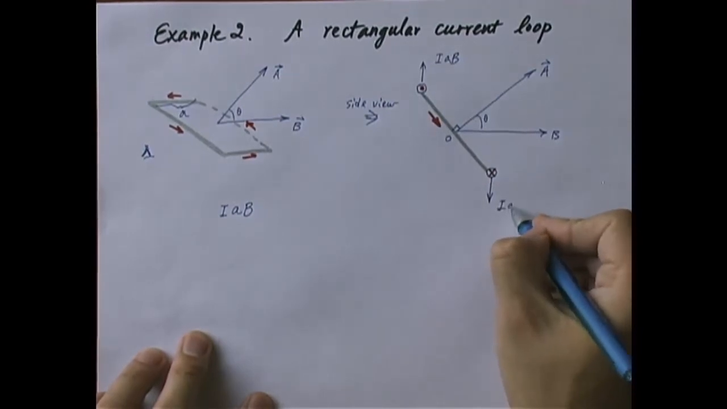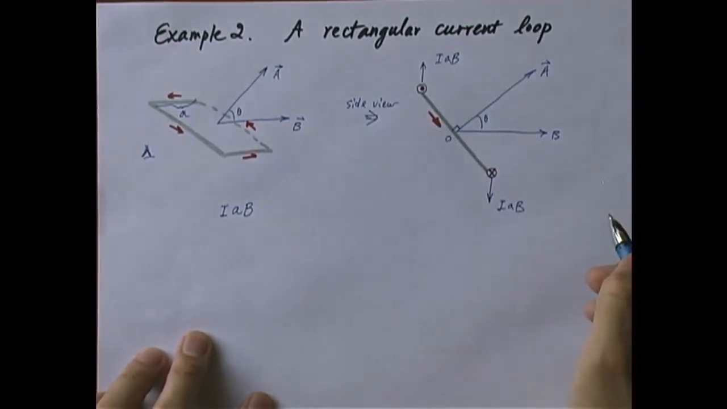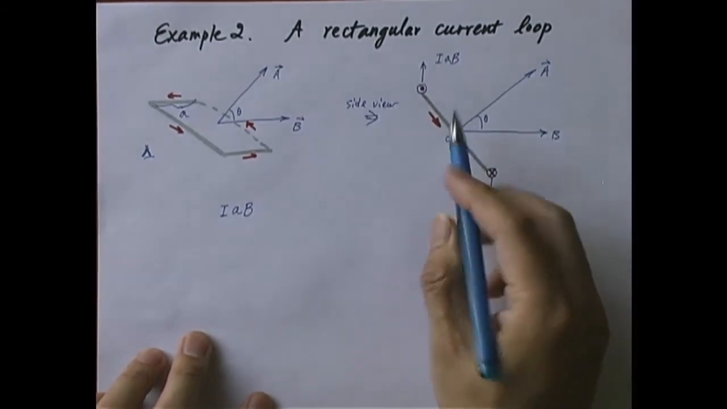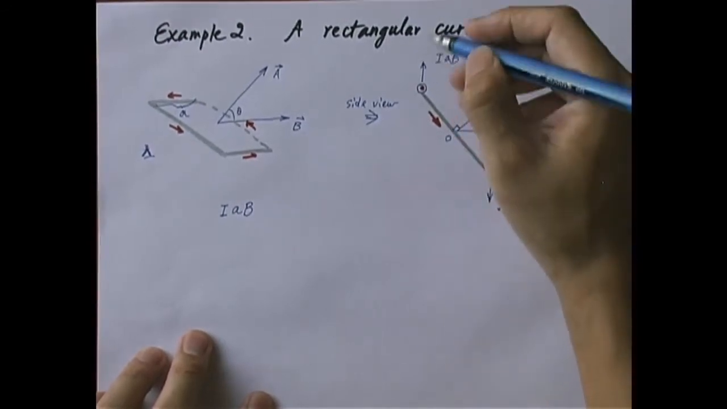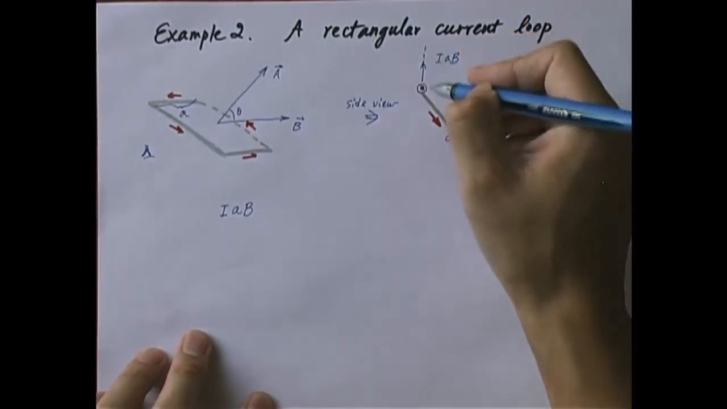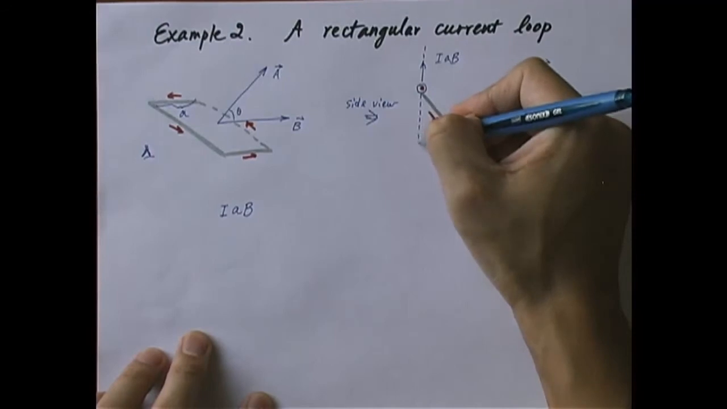Similarly, you also have IAB here. Okay, now let us look at the torque exerted by these two forces at point O. You know how to calculate torque, don't you? Still remember that? Here, okay. This is the line of action of the force.